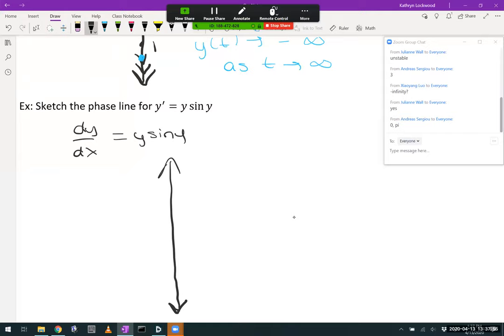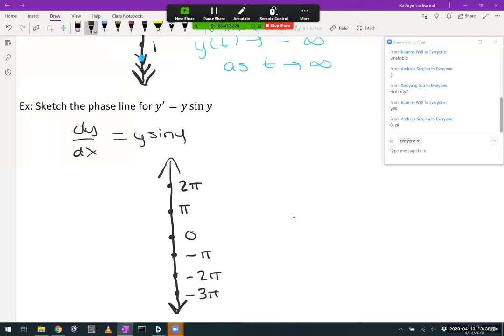Good, we've got 0 from either y or sine y. Pi coming from sine y. And then it repeats, right? It's 0 at 2 pi, at 3 pi, going the other way around the circle at minus pi, minus 2 pi, minus 3 pi. All right, so we have a whole bunch of points here.